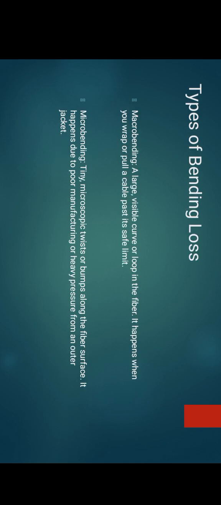Next, the types of bending loss. There are two types of bending loss. First one, macro bending. Second one, micro bending. Macro bending means a large visible curve or loop in the fiber. It happens when you wrap or pull a cable past its safe limit.